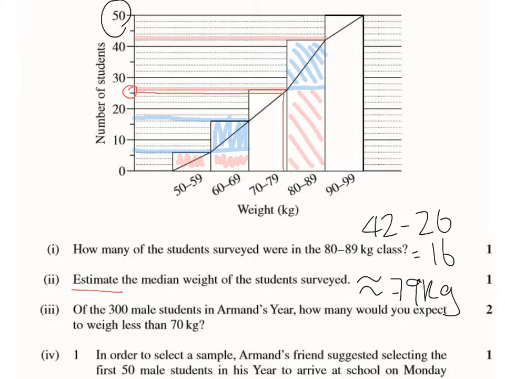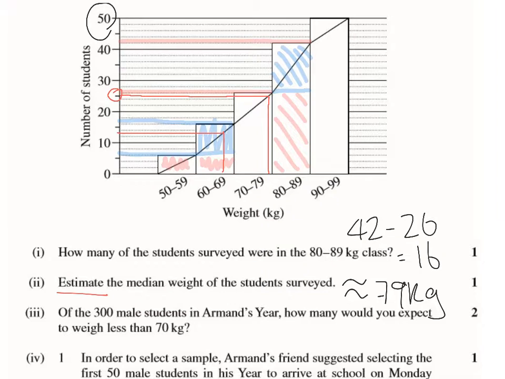If we were going to find the quartiles, we would divide 50 into 4, which is 12 and a half. So we would go to around here, go to the ogive, stop, and go down to which weight class it would be at. So that would probably be about 66, 67 for the first quartile. However, we just need to do the median here.